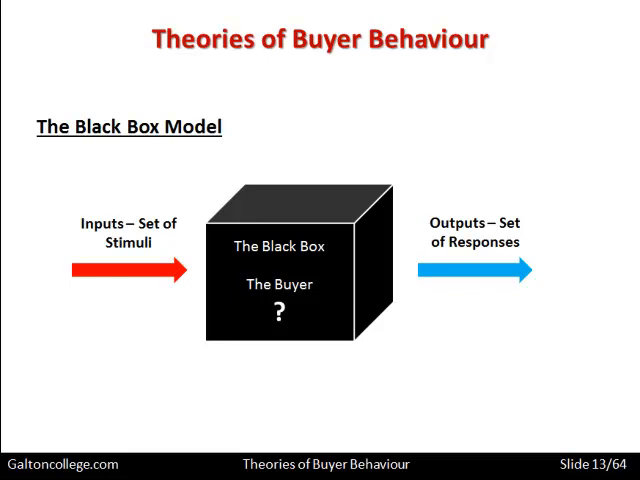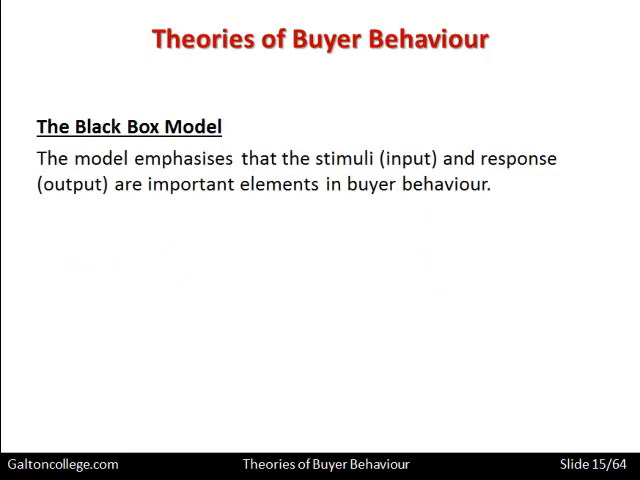The price of the product goes down and we purchase less because we think that the quality may be affected by the price, or we have some way of thinking about this that was unexpected as far as the producer was concerned. So our outputs, our responses, don't always and mechanistically follow the stimuli. The model emphasizes that the stimuli, the inputs, and the response, the output, are important elements in the buyer process.